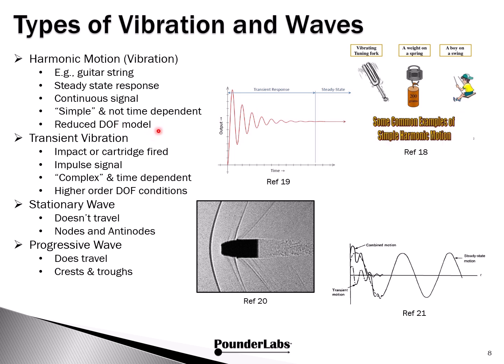The other one is called transient vibration. This is from an impact, or in our case, when the cartridge is fired. This is an impulse signal and is complex and time dependent. So in the case here, where something is struck, you'll see this kind of behavior before it goes down to steady state. This can create a high degree of freedom model.